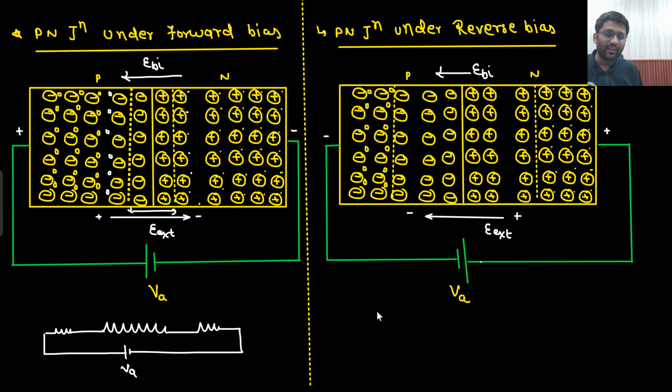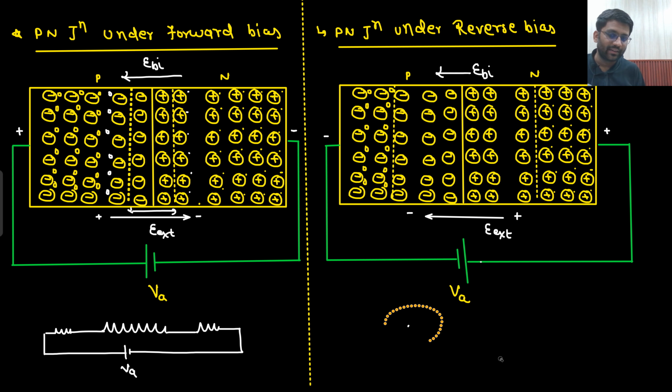In diffusion, what will happen? In diffusion, you will not require any external force. No external force is required. What will these electrons say? We will move on our own. On our own will, we will be moving. You don't require any external force.